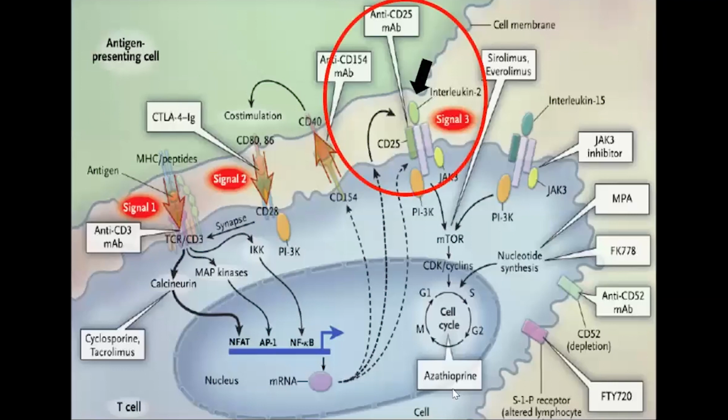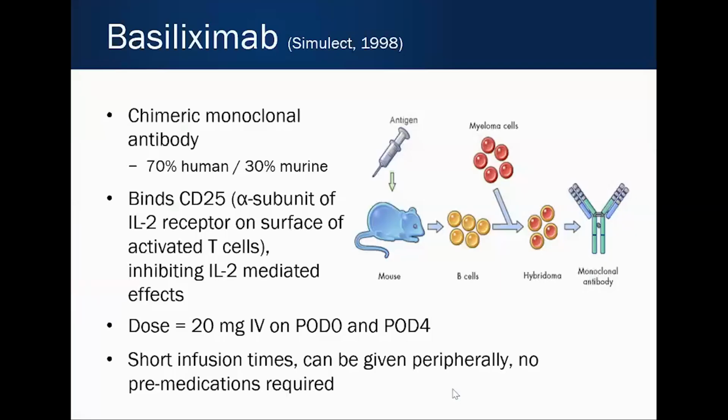When we're talking about where the induction agents are working, the non-depleting therapy, basiliximab, its target is actually here at the receptor on the T cell, the CD25 receptor, which is where interleukin-2 binds to help with T cell activation and replication.